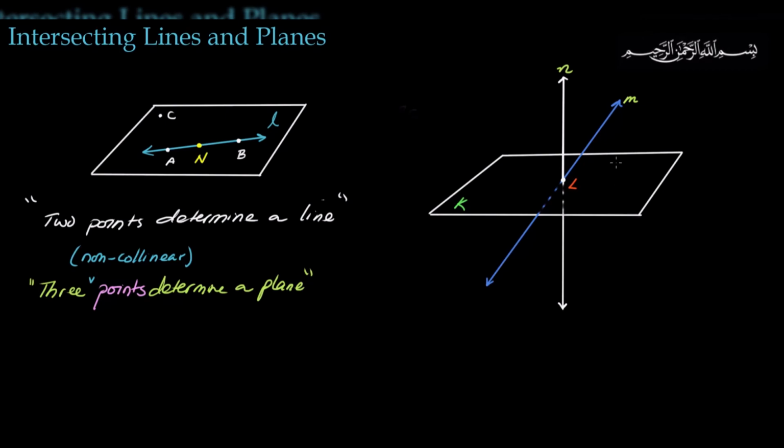Okay, so we have two lines that are going through the same point. And you can see over here line M and line N, they intersect each other. One is going this way, one is going that way. They meet, and their point of intersection is point L, right? So we say lines M and N intersect at point L.